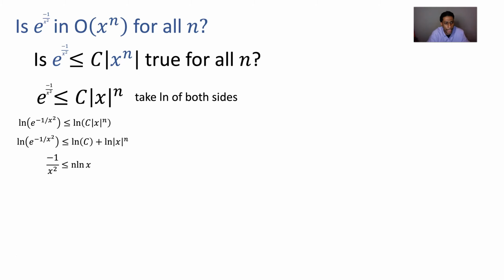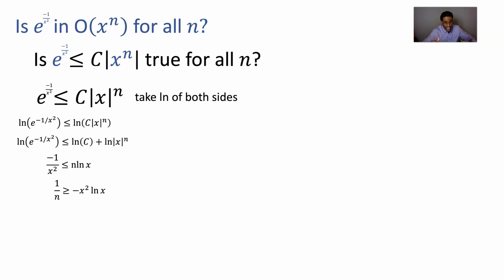And so what does this mean, though? Negative 1 over x squared is less than or equal to n times the natural log of x. Well, we're going to do some creative multiplying here. Divide both sides by n, and multiply both sides by a negative x squared, so that we have 1 over n on the left. Now the inequality is going to flip. It's going to be negative x squared log x, greater than or equal to that. Is this true for all n?